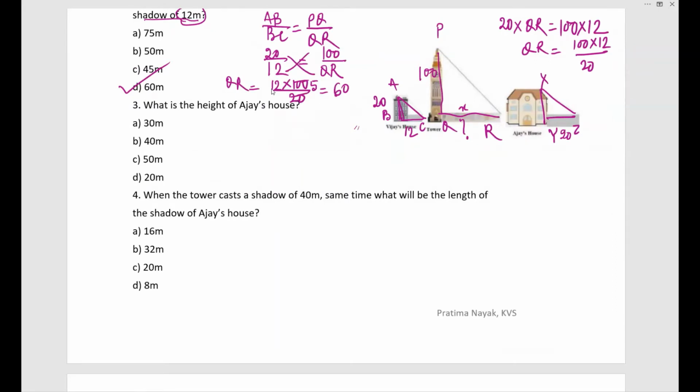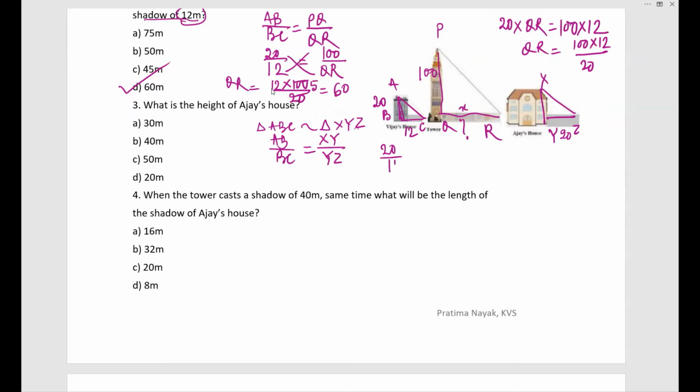Get the height of the Ajay's house. You have to get XY. So the same logic will apply. Triangle ABC is similar to triangle XYZ. I'm writing the reason, but there is no need of writing the reason when you are solving an MCQ question. You can go directly by skipping the steps. So I'll write AB by BC is equal to XY upon YZ.